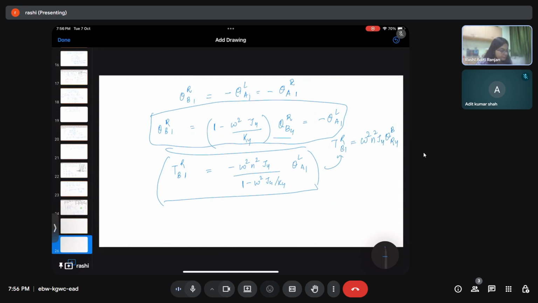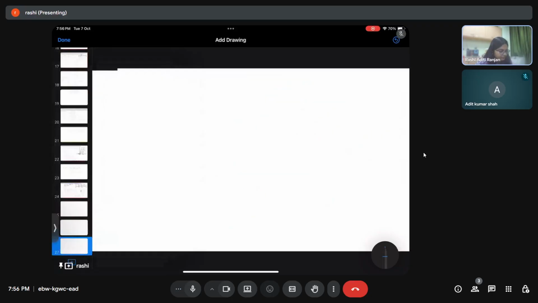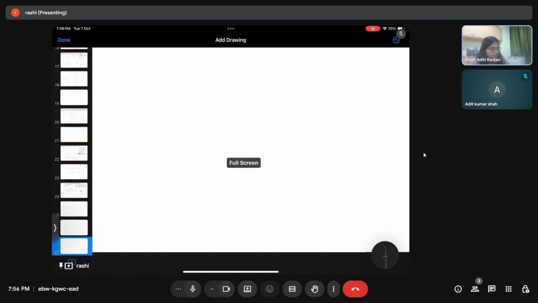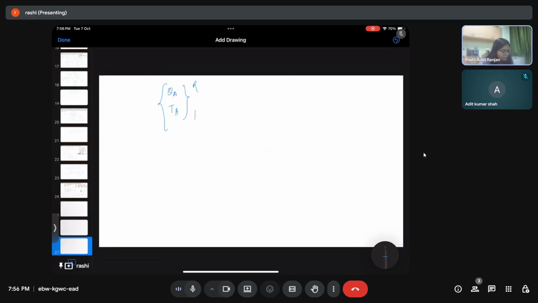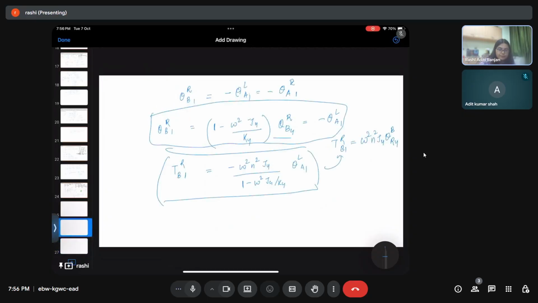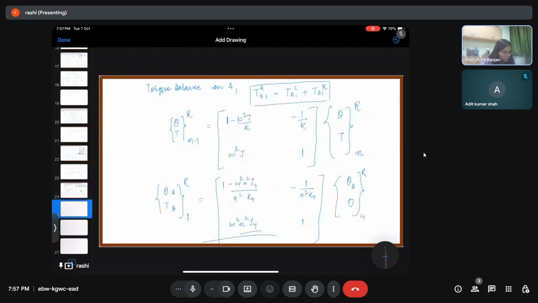What do we get finally? We get theta of A and T of A, right hand side and 1. Because this is what? Right hand side and 1 for B, right? But this is what we have now in the form of equation. And we want to write this. This is what? This minus this.